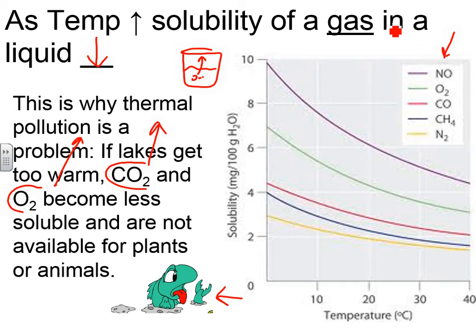and that's why that's a problem called thermal pollution. Another example of this would be a soft drink. After you've opened it up, if you want it to remain more fizzy, if you want it to retain dissolved carbon dioxide in there, you would put it in the freezer or in the fridge. If you put it in the freezer, that may cause other problems. Put it in the fridge, the decreased temperature will allow the gas to be soluble for a longer period of time. So this is the opposite of solids.